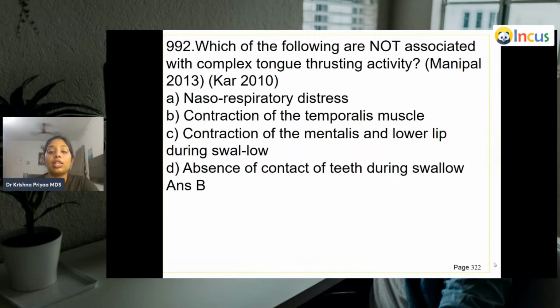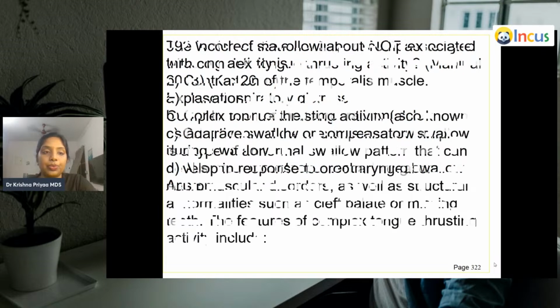So the answer is contraction of temporalis muscle, because we've seen that in simple tongue thrusting activity, there is a contraction of the mandibular elevators. Since temporalis is a mandibular elevator muscle, it is associated with the simple tongue thrusting activity and not complex. So in complex, we have nasorespiratory distress, contraction of mentalis and lower lip during swallow, and also absence of contact of teeth during swallow.